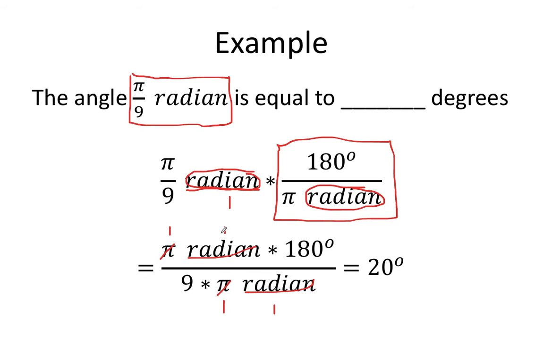Now you have 1 times 180 degrees, or 180 divided by 9, which becomes 20 over 1. So my top is 1 times 20, which is 20. My bottom is 1 times 1, which is 1. 20 divided by 1 is 20. And I still have my degrees here, so I just put degrees right there. So those are examples of how you go from radians to degrees or degrees to radians.